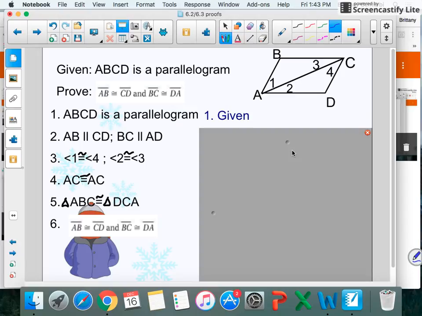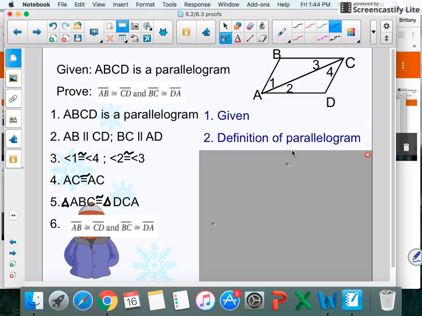So our next step, what we know about a parallelogram is that AB is parallel to CD, and that BC is parallel to AD, and that's just the definition of a parallelogram. If we go back to our vocabulary word for a parallelogram, it says that it has two pairs of parallel sides. From there, we can say that angle 1 is congruent to angle 4, so I'm going to label my picture, and then angle 3 is congruent to angle 2, and that is because we have alternate interior angles.